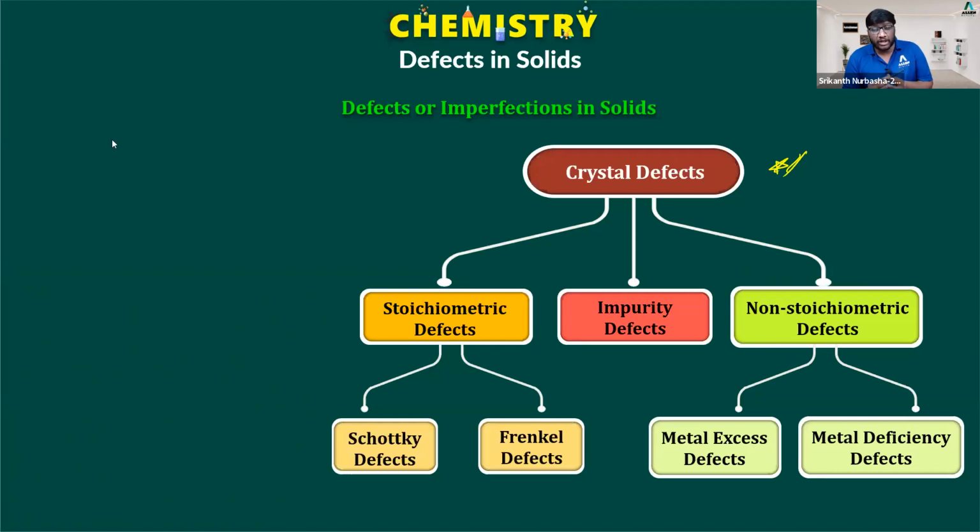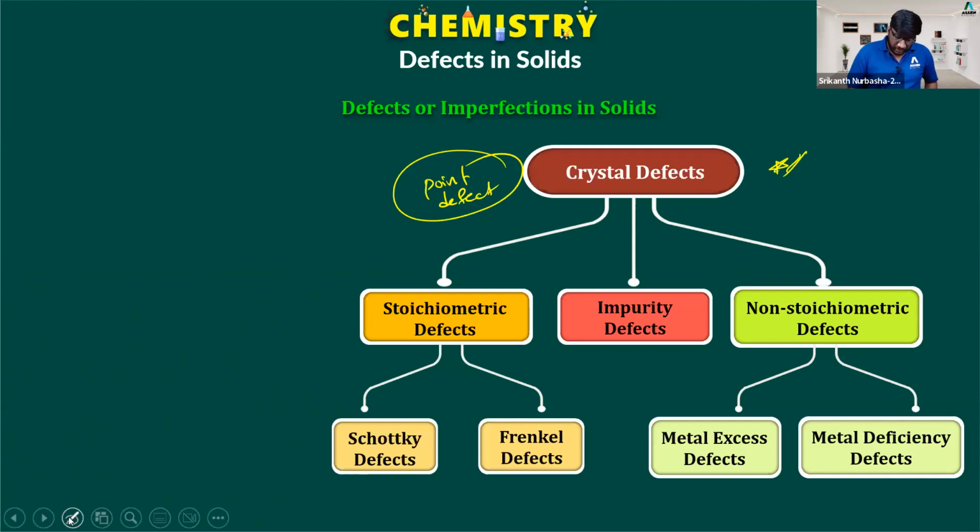Line defect means that along a particular line, all the ions can disappear. Along a particular plane, all the ions can disappear. That we are not studying. We restrict ourselves in the 12th standard to point defects, where only some of the points are disturbed, not throughout the plane or line. These point defects are classified into stoichiometric, impurity, and non-stoichiometric. Stoichiometric defects are classified as Schottky and Frenkel, and non-stoichiometric as metal excess and metal deficiency.